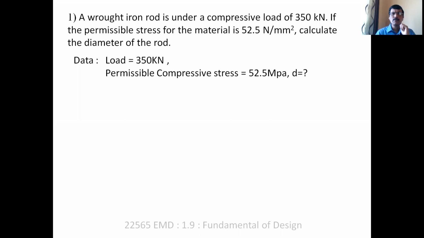Now as far as given data is concerned, there is a load of 350 kilonewton and there is a permissible compressive stress of 52.5 megapascal. We have to find the diameter D. Compressive stress is equal to force divided by area. Obviously the same formula that we have to use, only the direction is different. When we say tensile and when we say compressive, one is positive, one is negative.